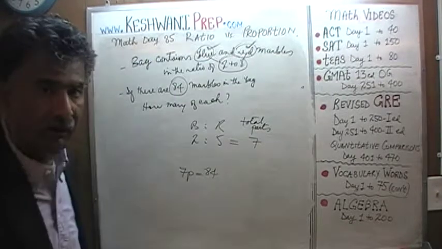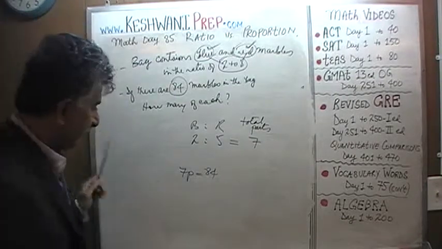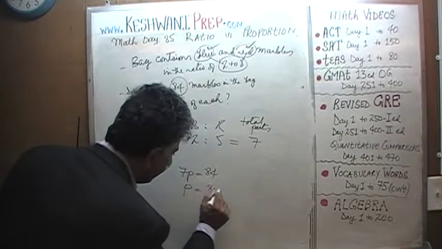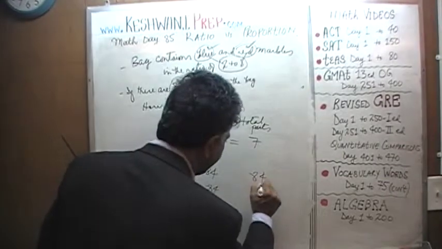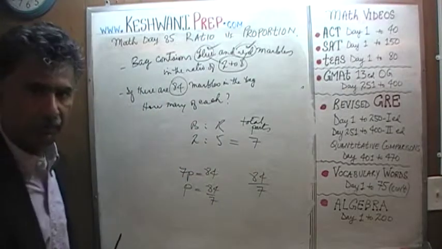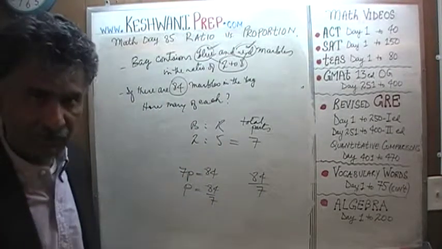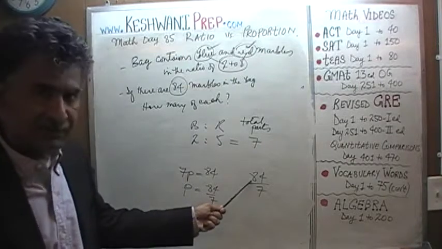We have to figure out how many marbles each part is made up of. So let's find out. Each part is made up of 84 divided by 7. Let's do it here so that we have an easier time seeing it. Let's divide 84 by 7. How are we going to do it? Like we always do it, one digit at a time. How many 7s in an 8?